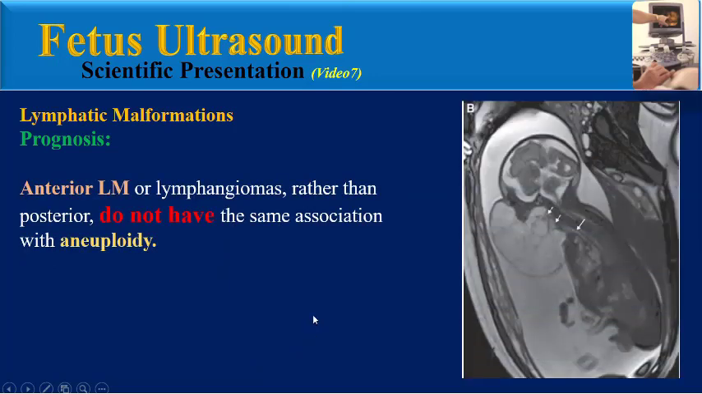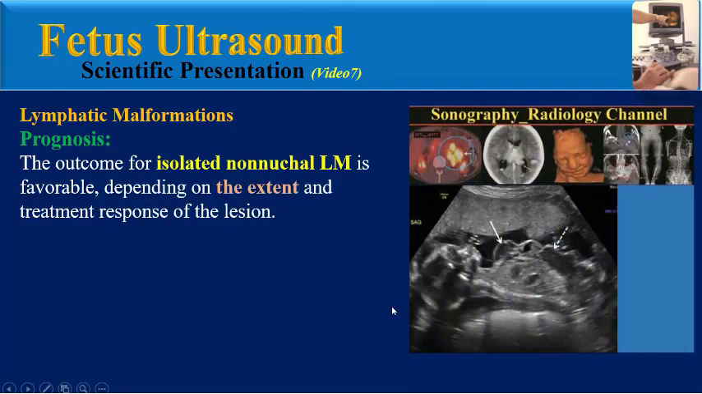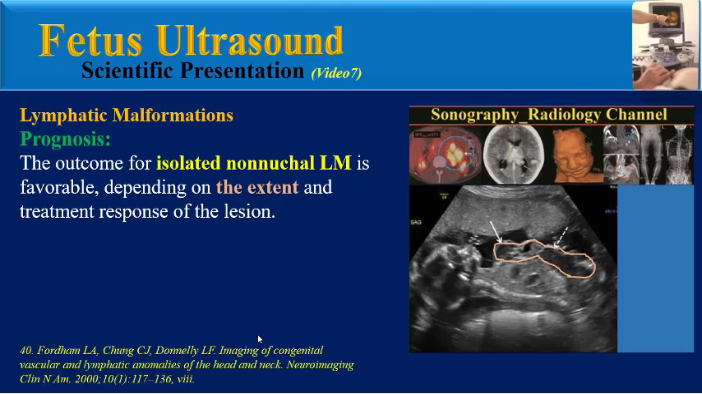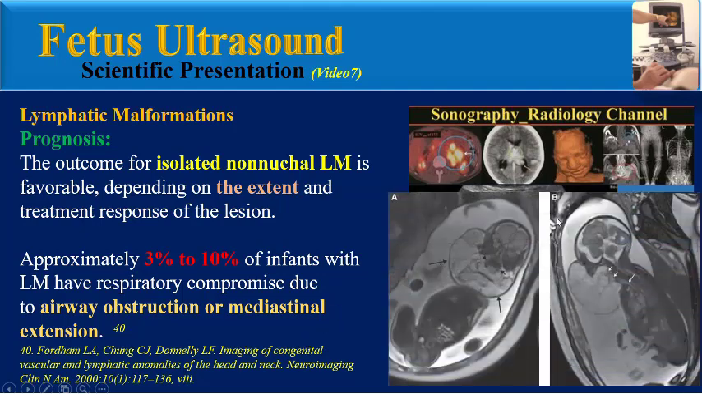Anterior lymphatic malformations or lymphangiomas, rather than posterior, do not have the same association with aneuploidy. The outcome for isolated non-nuchal lymphatic malformation is favorable depending on the extent and treatment response of the lesion. Approximately 3 to 10% of infants with lymphatic malformation have respiratory compromise due to airway obstruction or mediastinal extension.